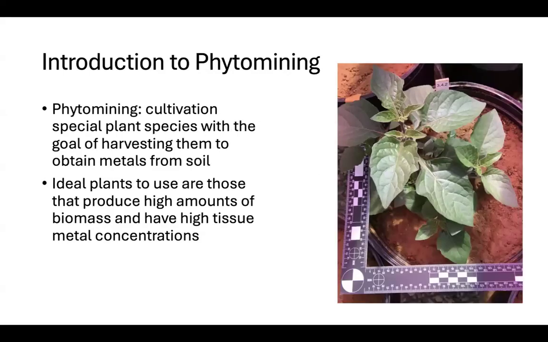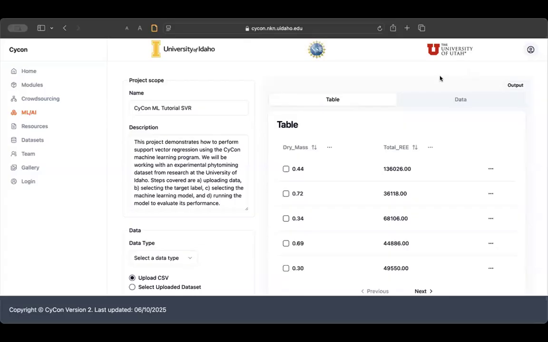For our example today, we are going to be using phytomining data, so let's just cover briefly what that is. Phytomining is the cultivation of special plant species with the goal of harvesting them to obtain metals from soil. Ideal plants used in this process are those that produce high amounts of biomass and have high tissue metal concentrations.